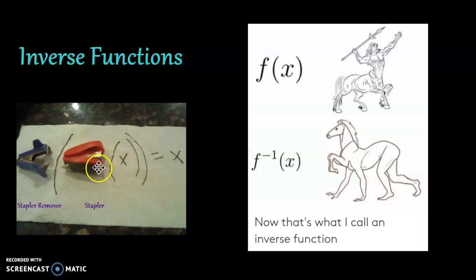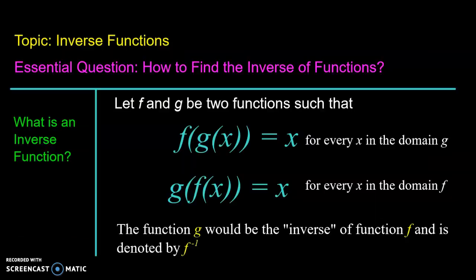A staple remover removes the staple, and so we get the same thing. We obtain the same thing. Okay, so how do we find the inverse functions?